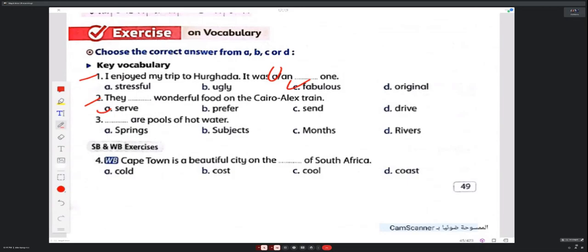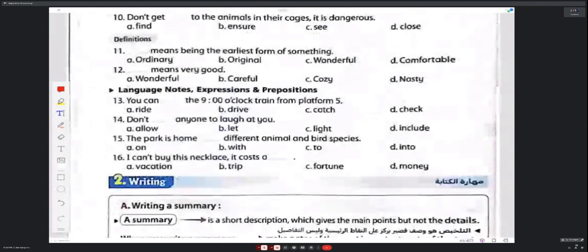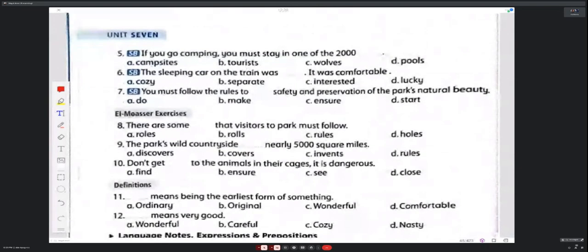Number three: springs are pools of hot water. Number four: Cape Town is a beautiful city on the coast of South Africa. Yes. Lamar, if you go camping, you must stay in one of the 2,000.